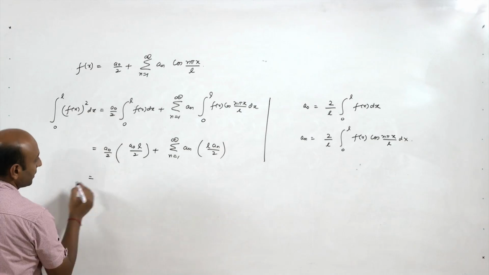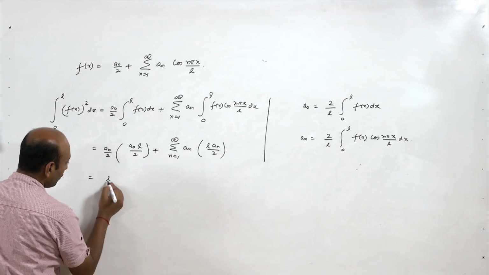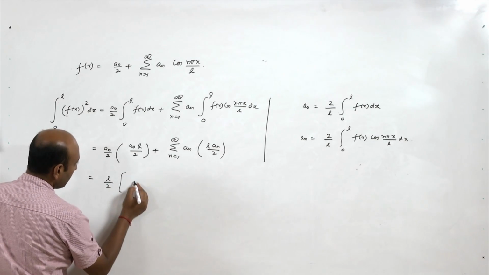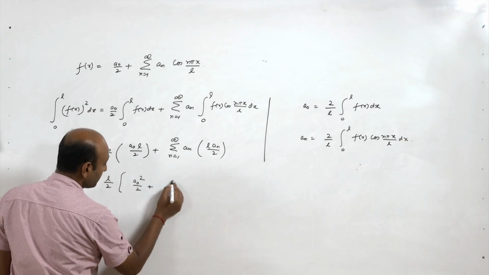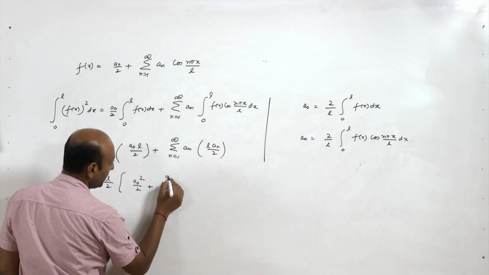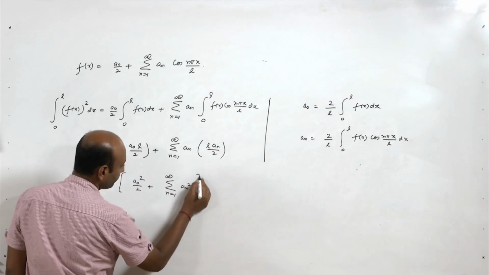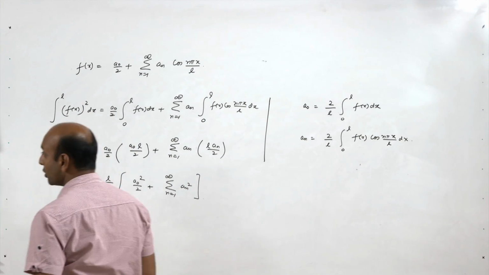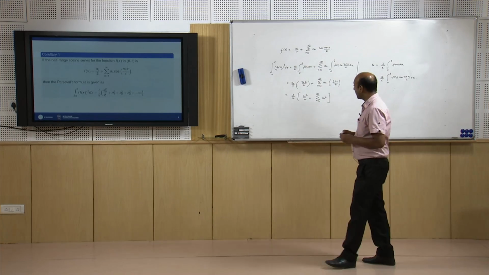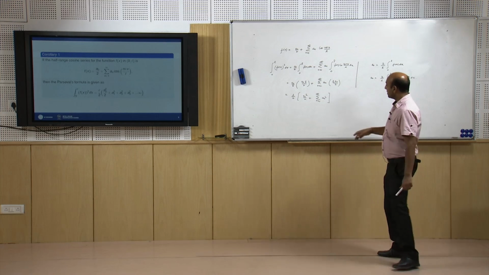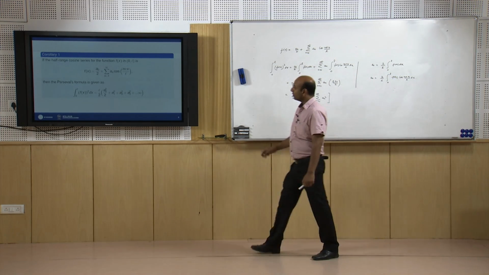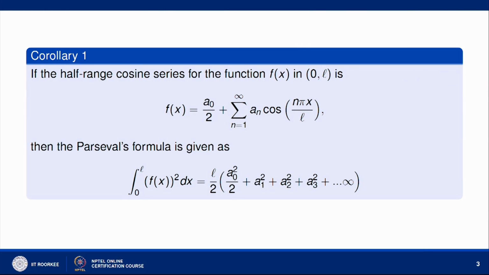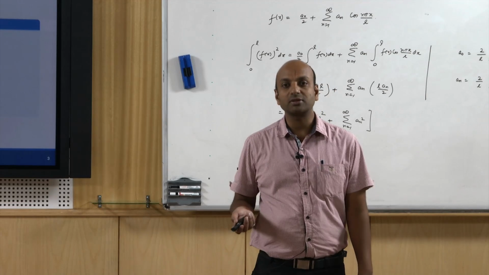So, this is nothing but, you can take L by 2 common, a naught square upon 2 plus the summation n from 1 to infinity of a n square. Which is the same expression: L by 2 times a naught square by 2 plus the summation of a n square, n from 1 to infinity. So, this is how the Parseval identity can be used when we have a half range cosine series.